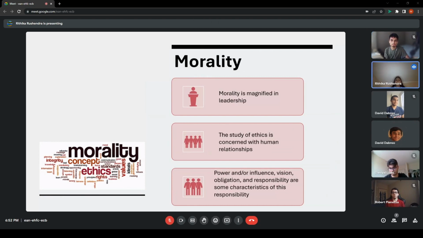Next, moving on into morality. Leaders' moral successes and failures have greater significance and volume than non-leaders. Morality is magnified in leadership, which is why the research on ethics is crucial for understanding of leadership.